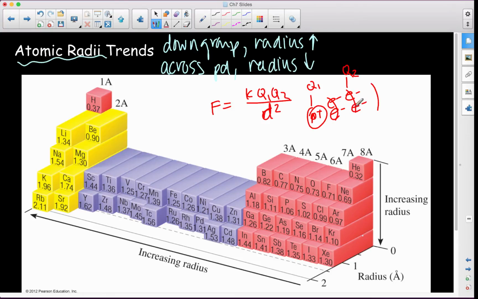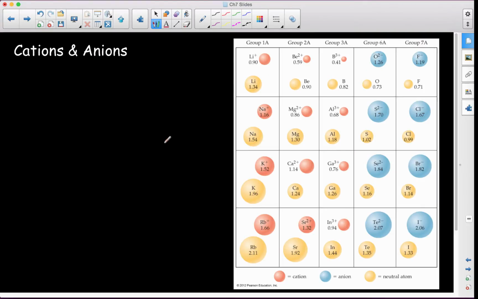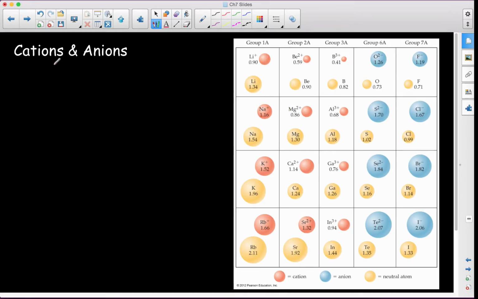By default, what that means is we get an increased force of attraction, and the size of my atom gets smaller as we go across a period. Okay? All right. Let's move on and talk about cations and anions. So first of all, just thinking about what that means, right? If something is a cation, what happened to it? Right, it lost electrons. If something is an anion, it obviously gained electrons.